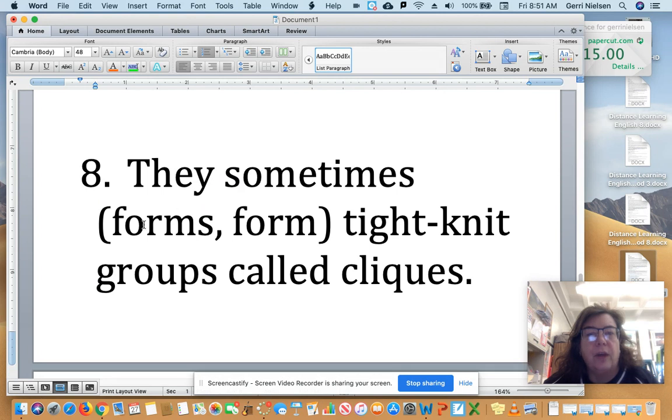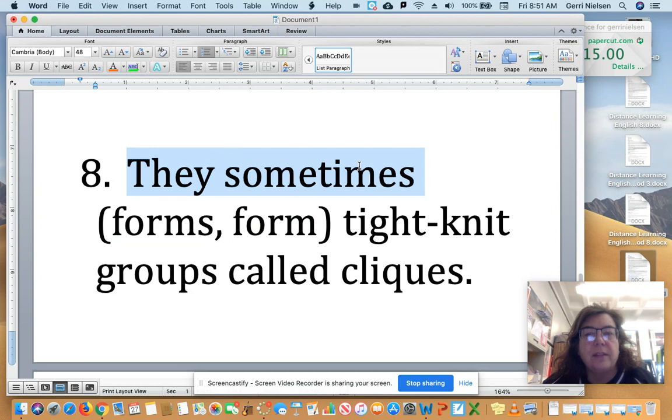Number 8, you've got they sometimes forms or form tight-knit groups called cliques. And yes, that is how you spell cliques. The little group of people that hang together, those cliques out there, that's how you spell that. Kind of a cool word. Okay, forms and form is your choice. Do you want forms or do you want form? You got to decide who is it that form or forms the cliques.